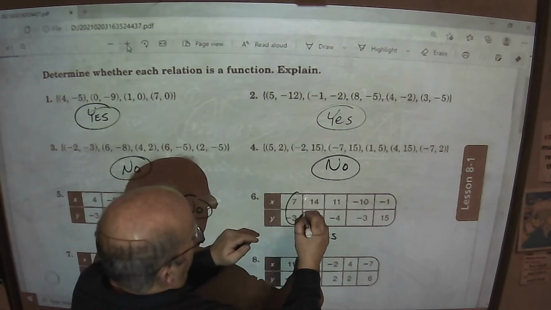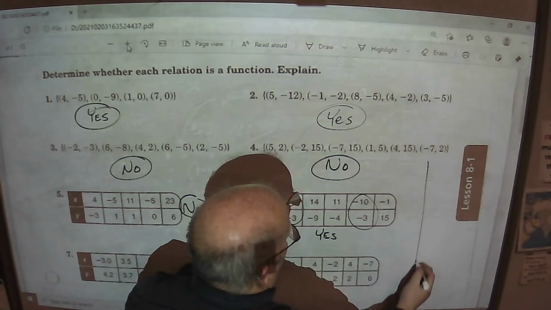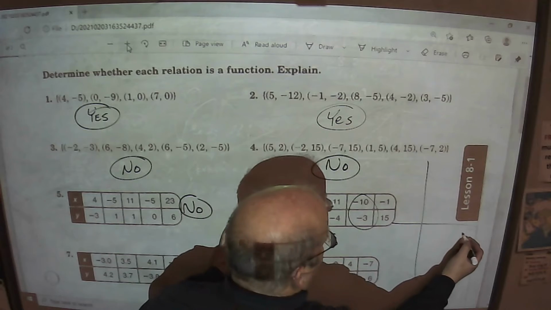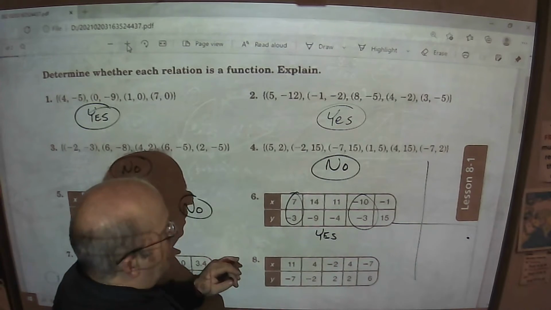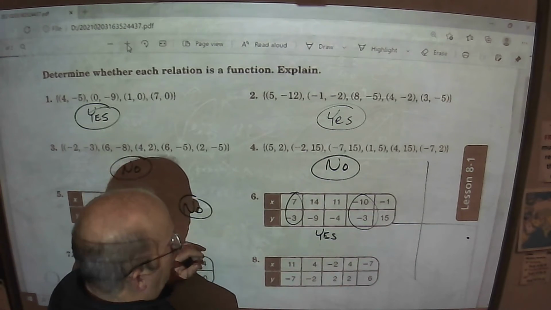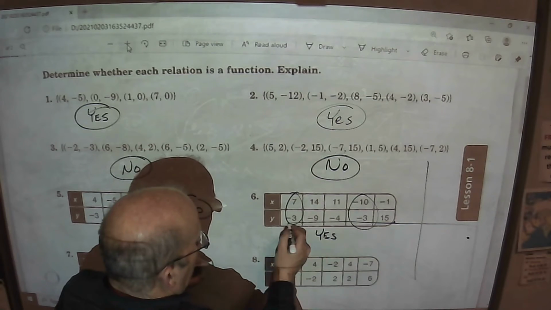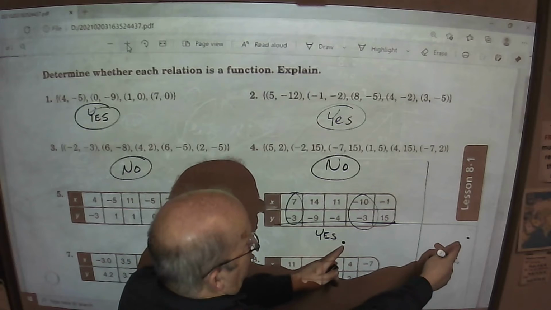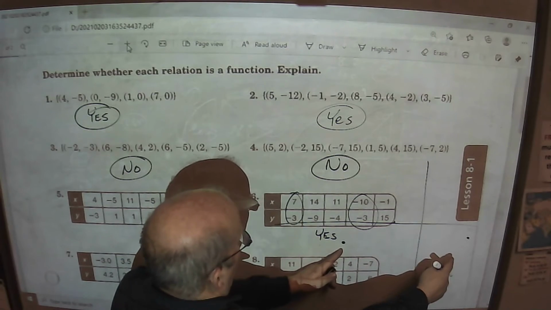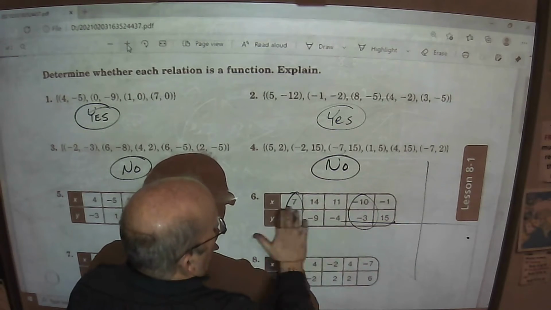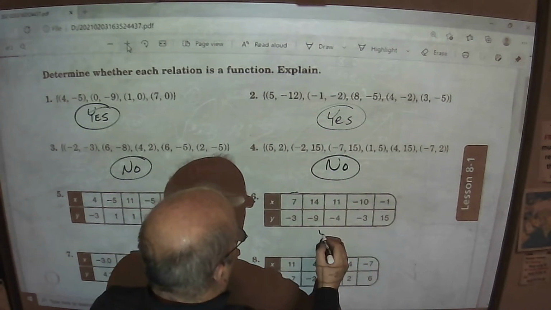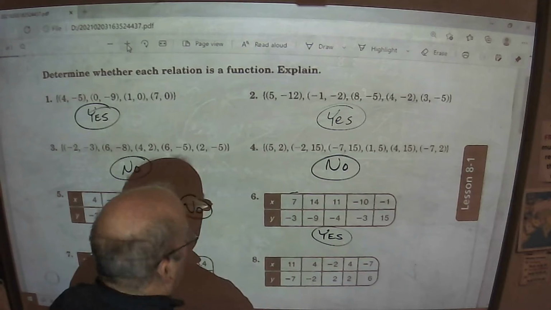If I were to graph this and this on a coordinate plane, 7, -3 would be maybe right there, and -10, -3, I'd have to make the line go way out here, and it would be about right there. And you notice how these are not one on top of the other. And none of the other dots are above or below each other directly. So this is still definitely a yes.